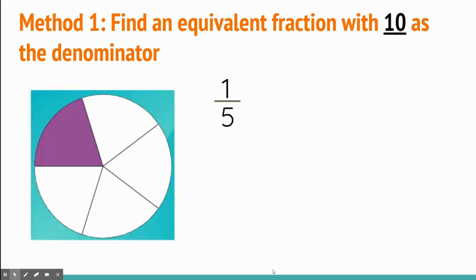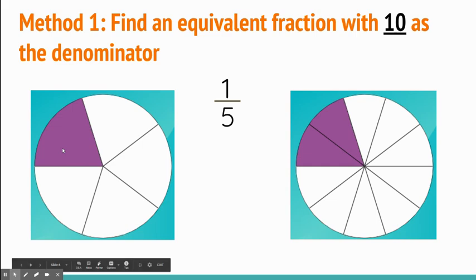So here's 1/5. 1/5 would look like this as a model. I have a pie cut into 5 equal pieces, and one of them is shaded in. So to find an equivalent fraction with 10 as the denominator, you have to think about, what if I cut that same pie into 10 pieces? How many pieces would I have to shade in order for it to be equivalent to 1/5? In the model right here, you see that I have the same size pie cut into 10 pieces, and I shaded in the same amount as I did over here with 1/5, but instead I have 2 pieces shaded in. So 1/5 is equal to 2/10.